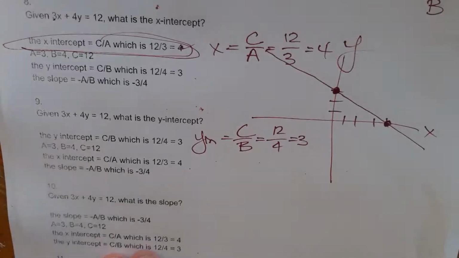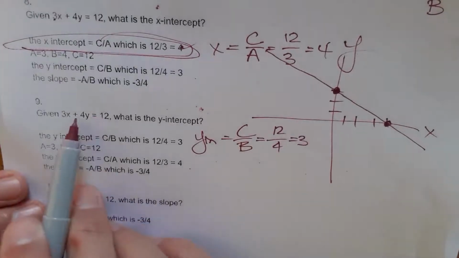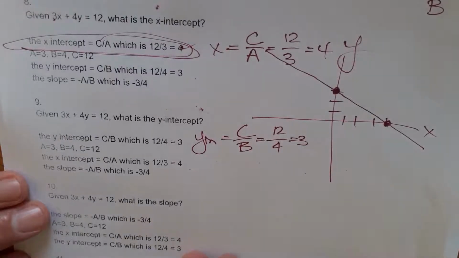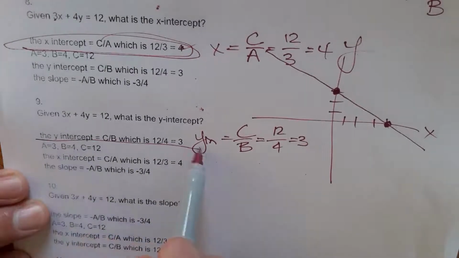And of course they made the numbers nice for us, right? The 12 divides evenly by 4 and 3, so things can get a little messy where this doesn't work as nicely. But for the moment, it works very well.